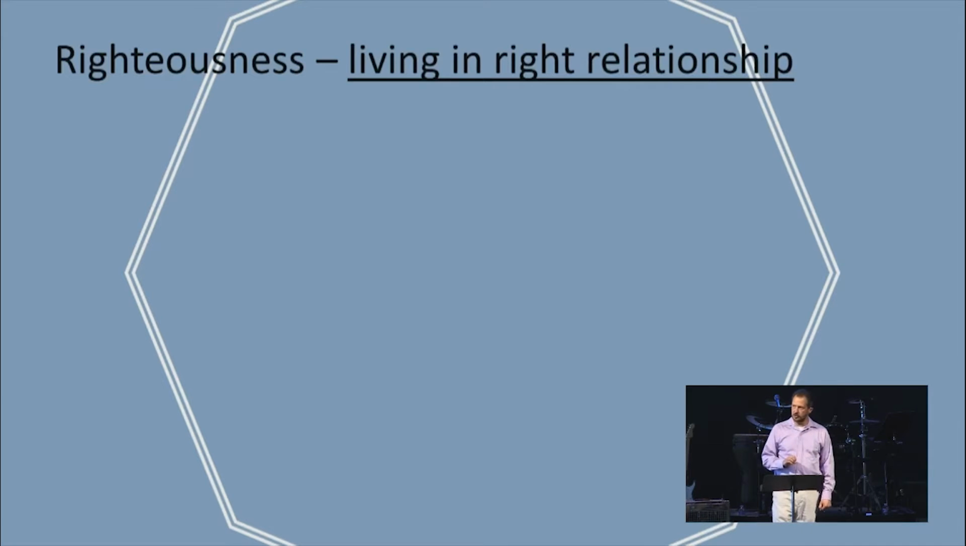So in a marriage, one form of righteousness is being faithful. Parents, one form of righteousness is taking care of your kids. Kids, one form of righteousness is listening to your parents. Employees, one form of righteousness is working hard. Employers, one form of righteousness is paying a fair wage.